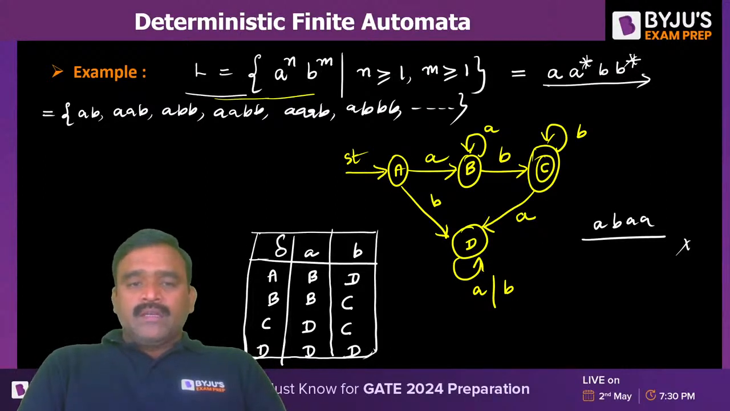Okay? So like that, we will define the transitions of L. Shall I go for the next example? Yes or no? So in total we got 4 states exactly. Now coming to the next example.